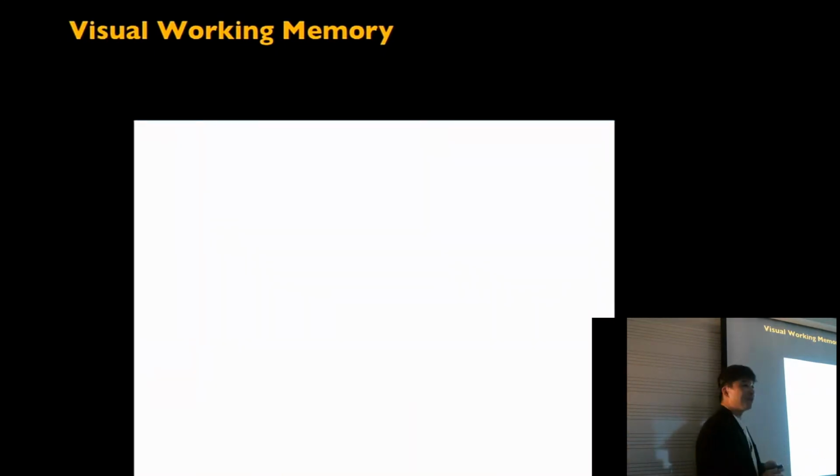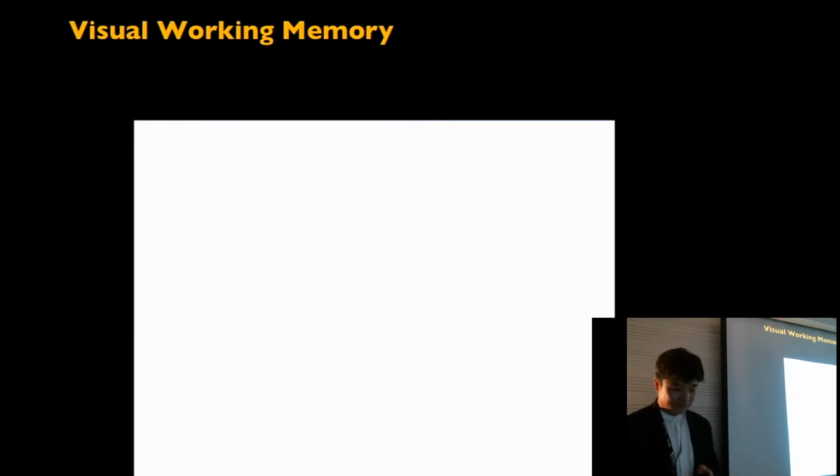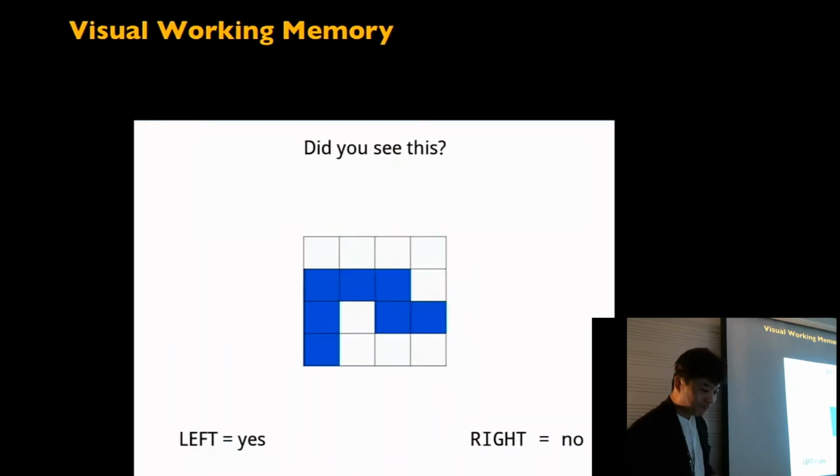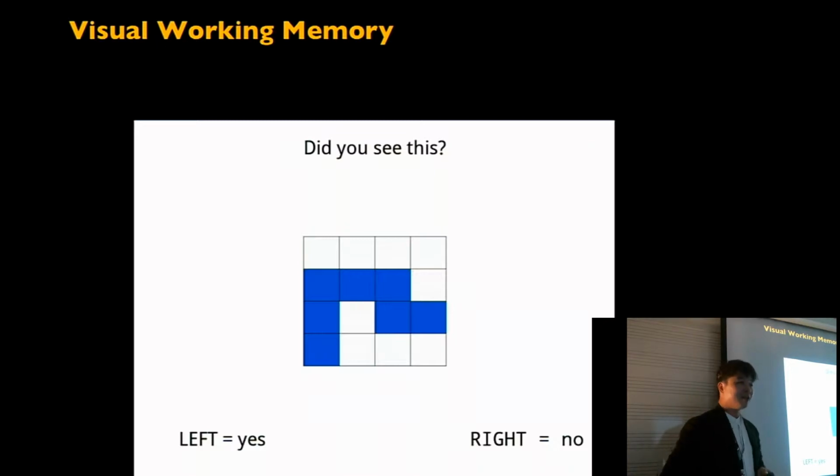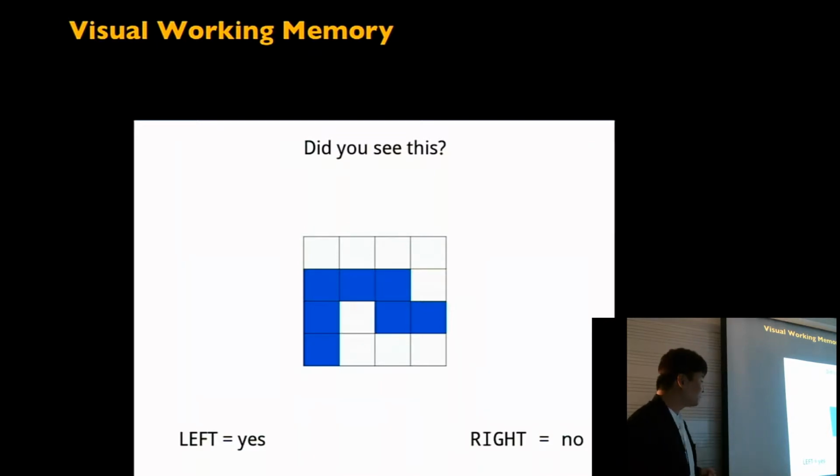And here's an example of a visual working memory task. All right, say yes or no? Yes? Who said no? There are a few no's. It's harder, right? Kids found it harder. I'll show you the result in a second.